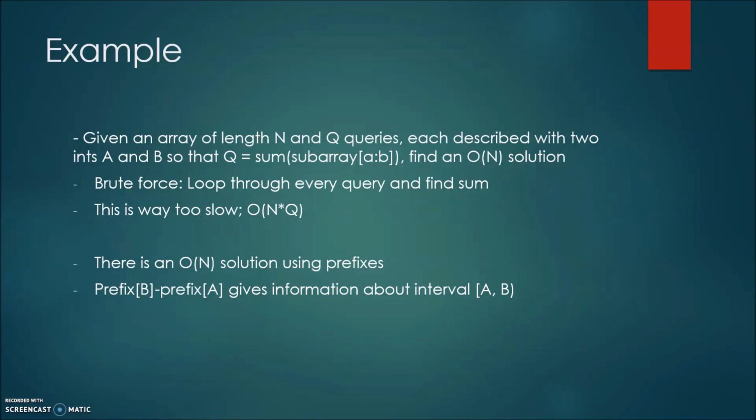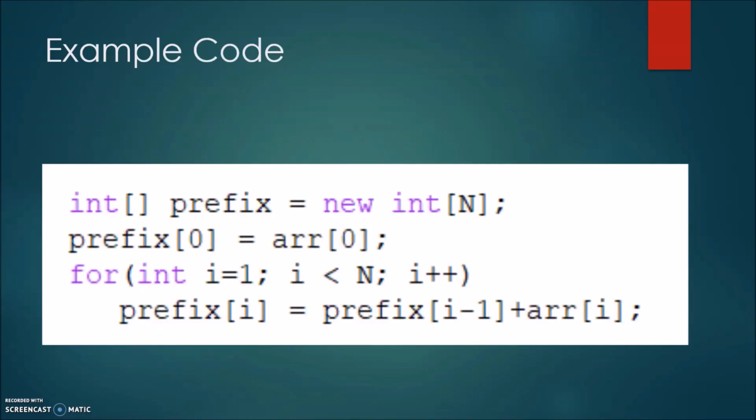And this is where we can use prefixes. With prefixes, we can calculate the sum of intervals that go from 0 to any index a. Then we can subtract prefix at b minus prefix of a to get the total sum between a and b. And here's a snippet of Java code showing how to actually implement a prefix array. You can see we initialize the first value, and then for every value after that, we build it upon the element within our input array and the previous element in our prefix. I'll walk through how to actually use this very shortly.